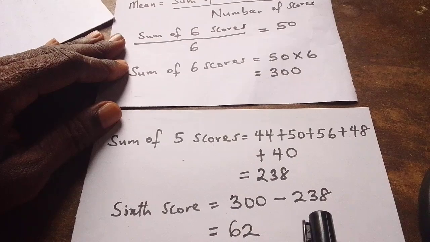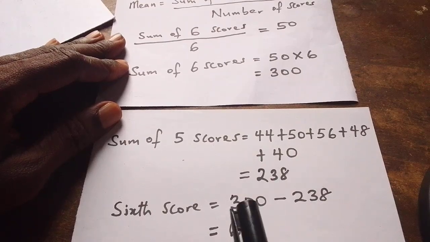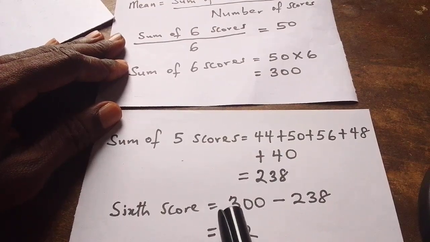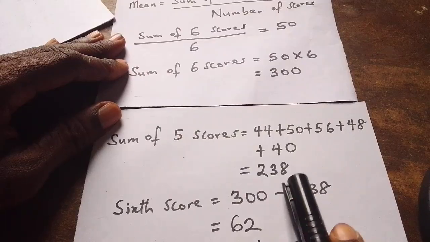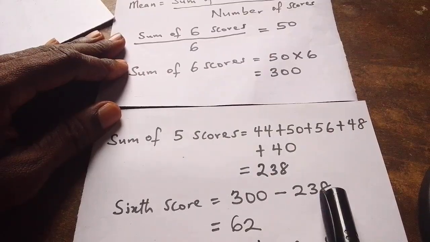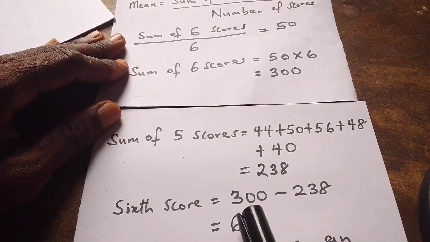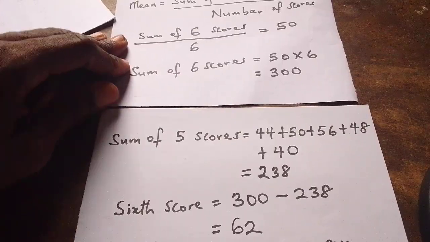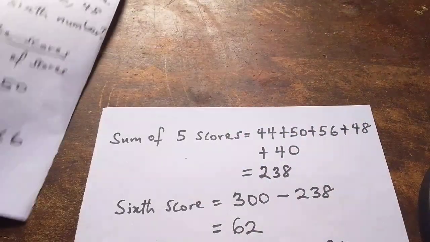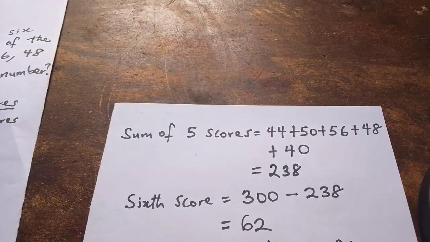So it means that the sixth score will be what? 300 minus 238. You know, 300 is the addition of 6 scores. 238 is the addition of 5 scores. To get the 6th score, you say 300 minus 238, which will give you 62.